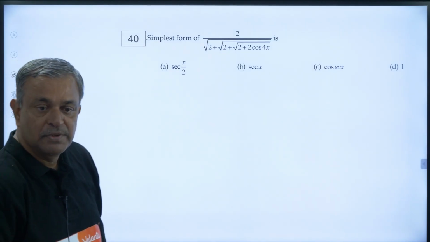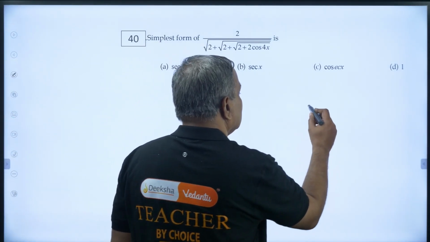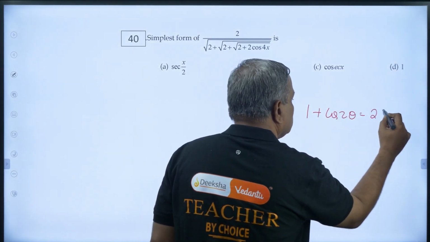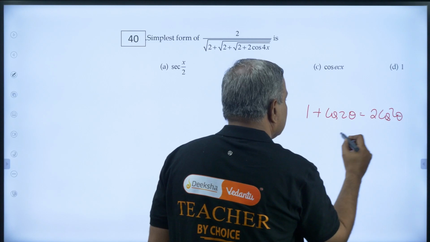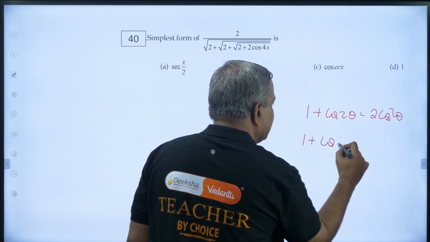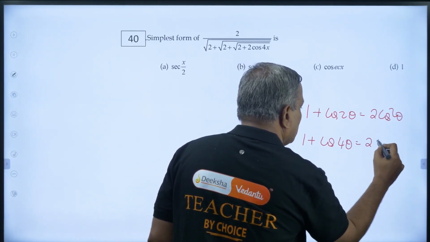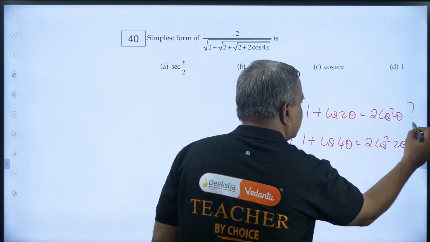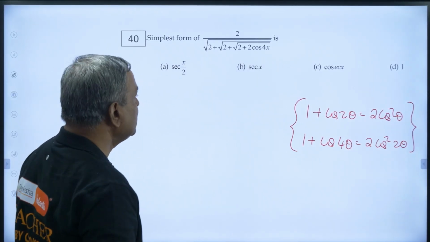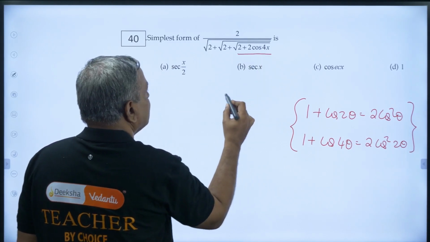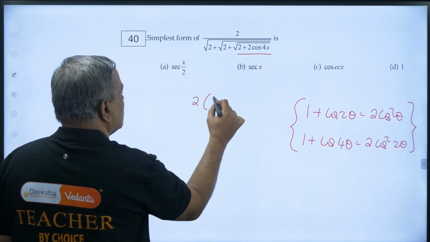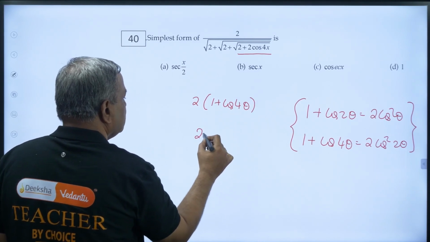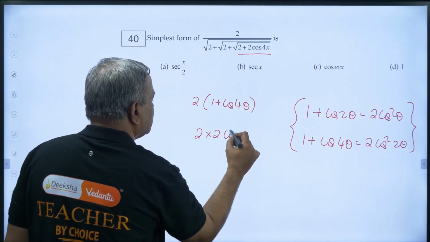Okay, simplest form. So before we proceed, 1 plus cos 2 theta is equal to 2 cos square theta. 1 plus cos 4 theta will be 2 cos square 2 theta. This is the concept. Okay, apply the same concept. If we take this bracket, this becomes what? 2 common, 1 plus cos 4 theta. So this will become 2 into 2 cos square 2 theta.